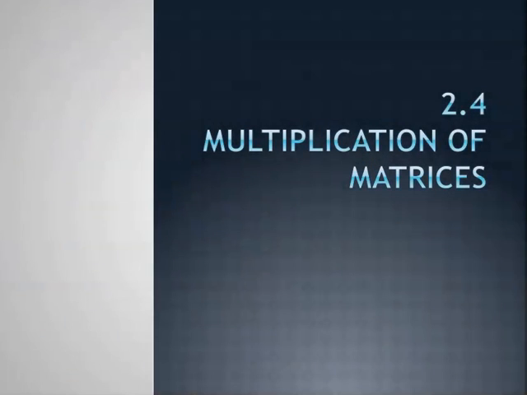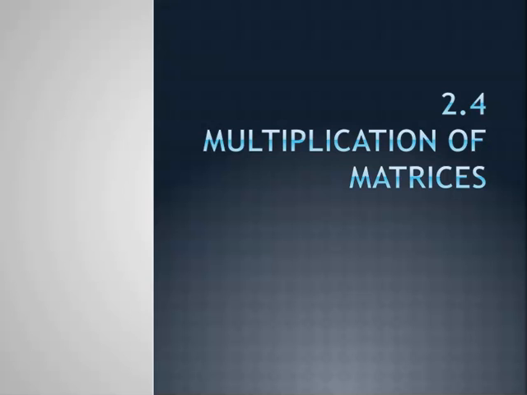So last time we talked about adding and subtracting matrices. Today we're going to continue by talking about how we can multiply matrices. Now when we talk about multiplying matrices, there are actually two types of multiplication we can talk about. First is what we call scalar multiplication, when you multiply a number times a matrix. And second is what we call matrix multiplication, when you multiply a matrix by another matrix.